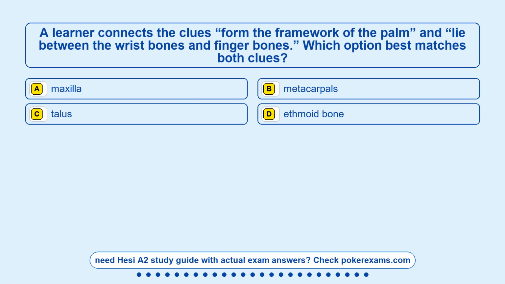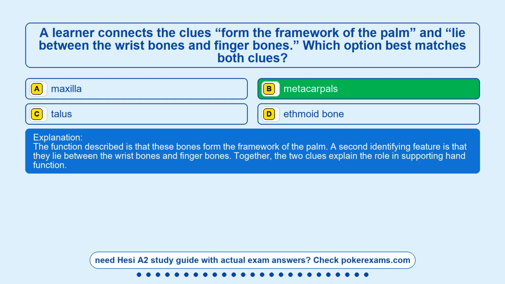Option D, ethmoid bone. The correct answer is option B, metacarpals. The function described is that these bones form the framework of the palm. A second identifying feature is that they lie between the wrist bones and finger bones. Together, the two clues explain the role in supporting hand function.